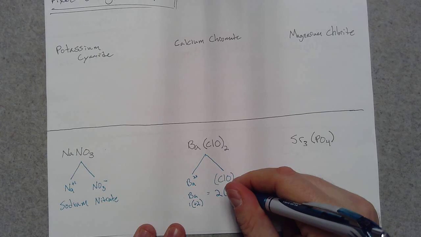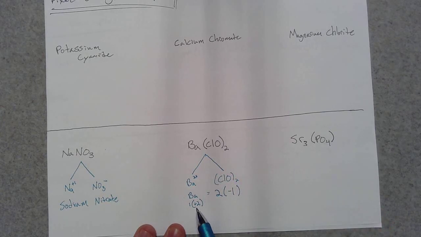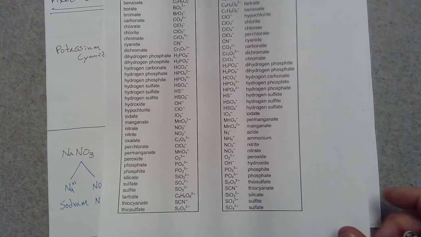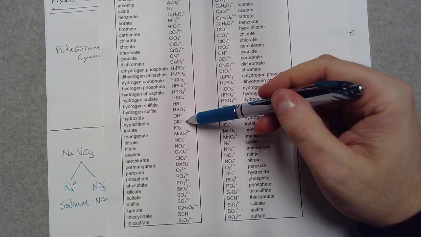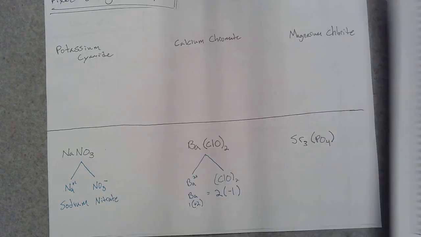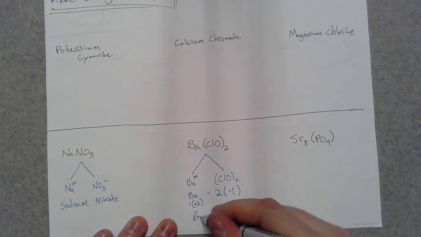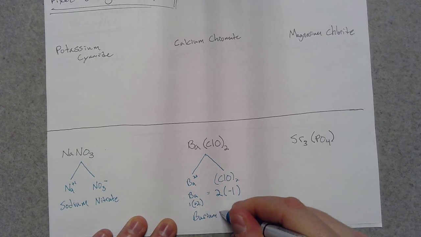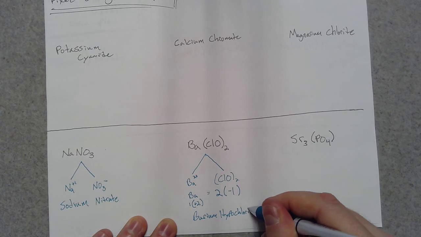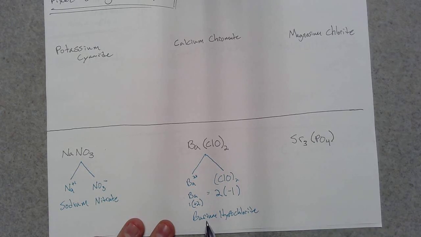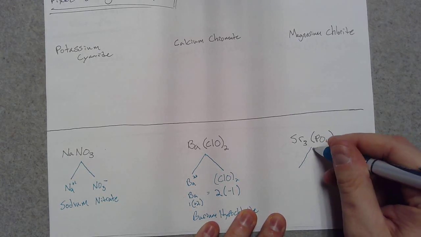It should be a -1 charge, +2 over here, -2 over here. So I can look. Do I have a ClO negative? Oh, ClO negative, hypochlorite. So this should be barium hypochlorite. So same thing, just put in the name of the metal, put in the name of this polyatomic ion there.